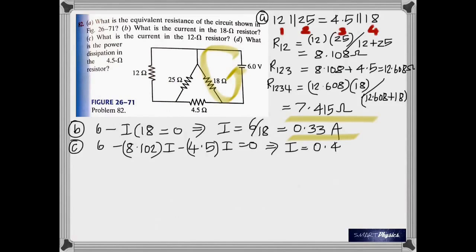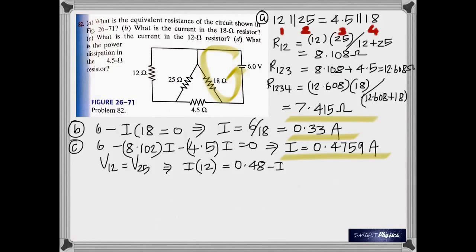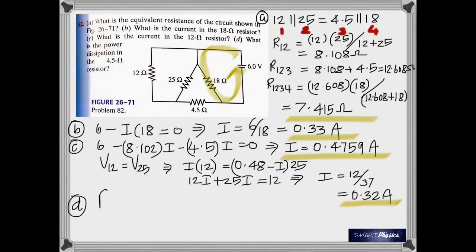When you solve for I from there, you get 0.4759 ampere. Now we know that since 12 and 25 are in parallel, the voltages across them should be equal. So the current through 12 is equal to the remaining current. We know the total is 0.48 minus I times 25. Solve for I: (12 by 37). That's 0.32 ampere.